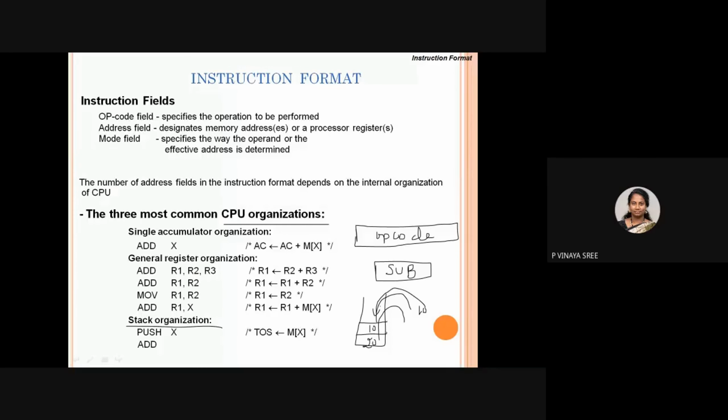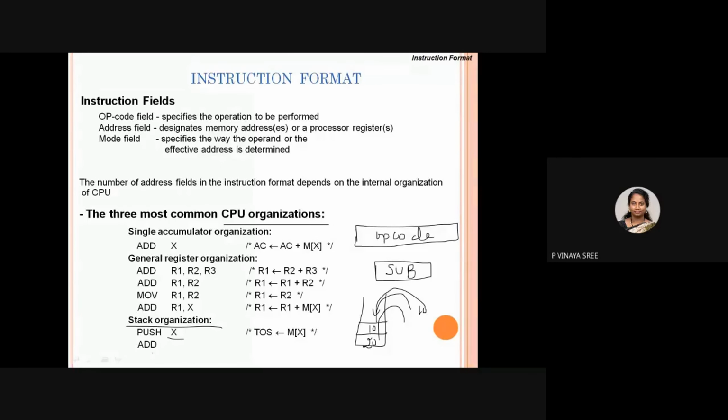So in this we are not mentioning any address, but whenever you are pushing any operand into the stack, in that case you will be mentioning an address. See here, push x. Why? Because whenever you are pushing any operand into the stack, we need to mention an address. But whenever you are doing an operation other than a push and pop, whenever you are mentioning an opcode, you are not mentioning any address. Simply an opcode will be mentioned.